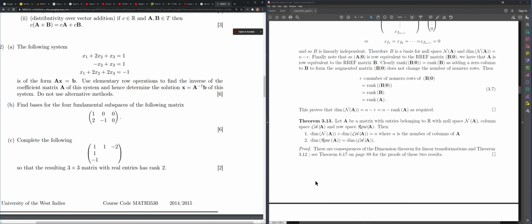Alright, so let's look at Theorem 3.13 now.